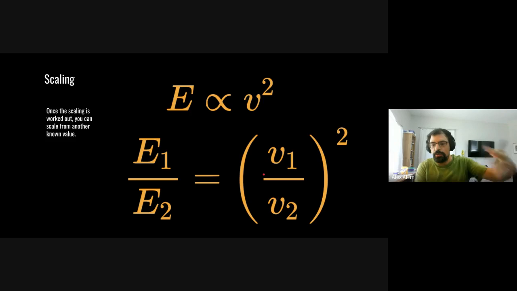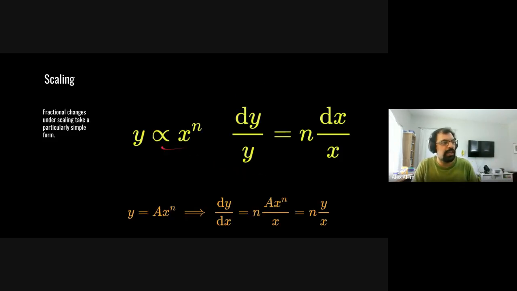One more fact that's useful is if you have a scaling relationship, so if you have any y that goes like x to the n, if we look at the derivative of this function, it takes a very simple form. dy goes as n x to the n minus 1 dx, which you can write as a factor of y and a factor of x in it. You can see this down here. If y goes as some constant a times x to the n, we take a derivative: dy/dx is n a x to the n over x.